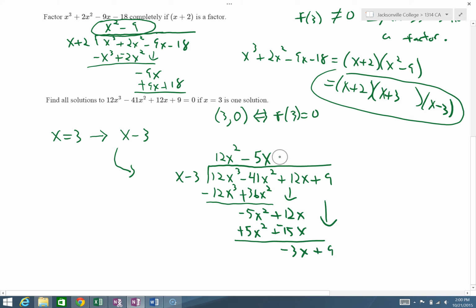X goes into minus 3x minus 3 times. Minus 3 times x will be a minus 3x. And minus 3 times minus 3 will be a plus 9. And you can see that will go to 0. No remainder, which we knew was going to be the case. So this is my other polynomial.